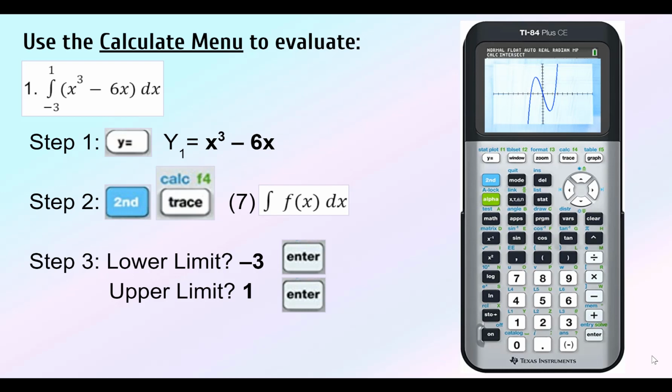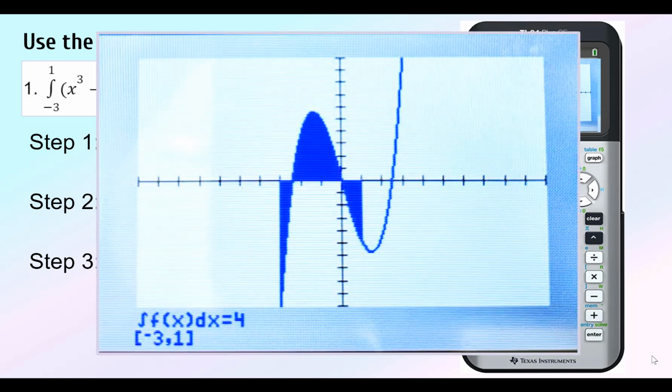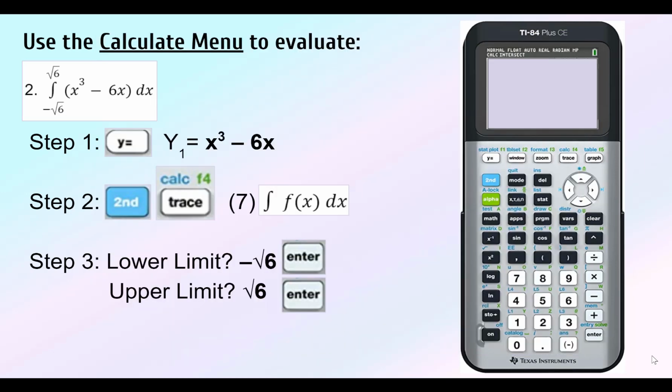Then you can move your cursor to give a lower limit and an upper limit, or you can just type it in. So type in -3 and press enter. Type in 1 and press enter. And then enter one more time. Here is the area indicated between -3 and 1 and our curve in the x-axis. To see a better picture of that, here's your area visualization, and the answer for this integral from -3 to 1 is 4.